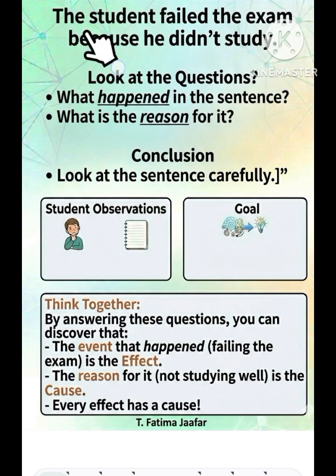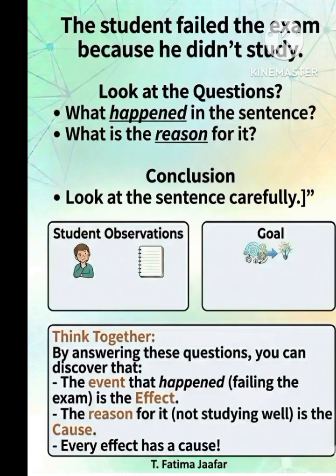So, the first sentence tells us what happened. The second clause tells us the reason why. So answering these questions, we know that the event that happened, which is failing the exam, is the effect. The reason for it, which is not studying well, is the cause.